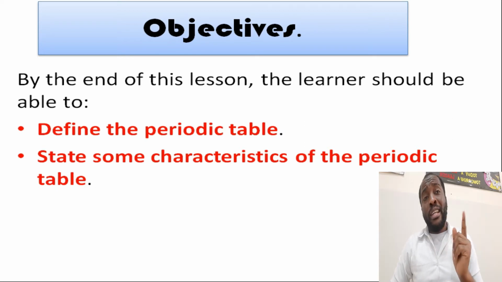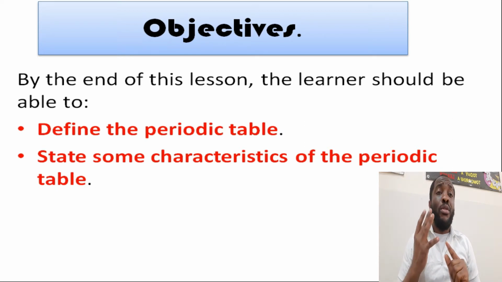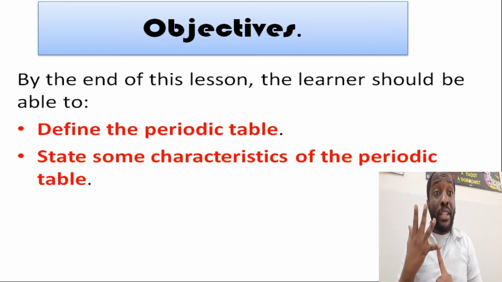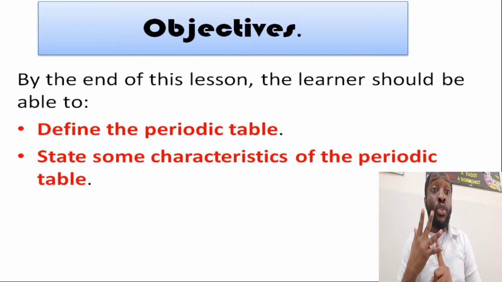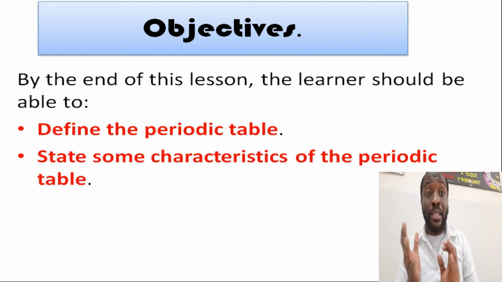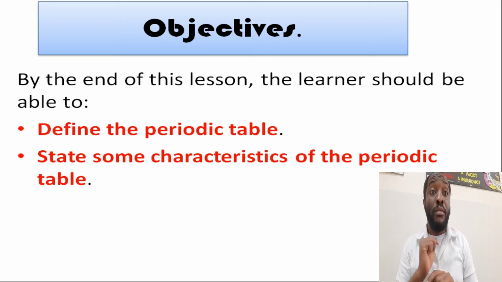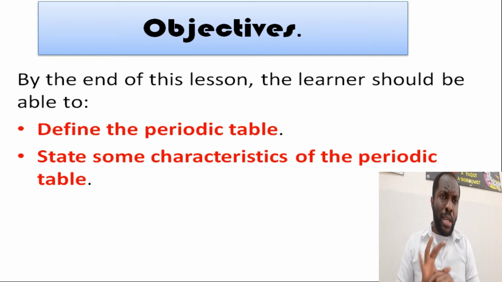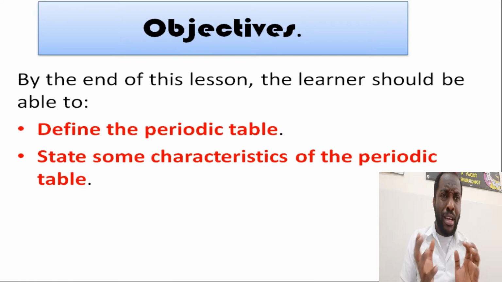Now remember, in our last lessons we talked about the definitions of atoms and elements. We also had some little understanding about the symbols of elements. So today we shall explore the periodic table. We shall look at the periodic table.